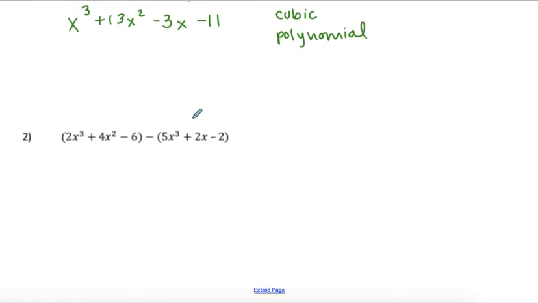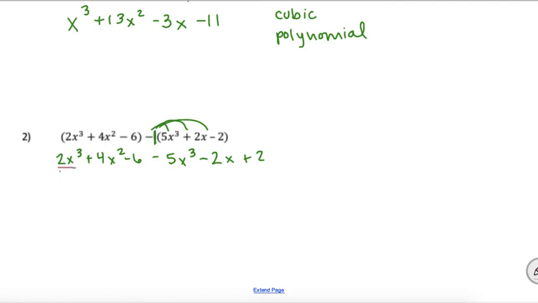On number 2, okay, we have negative, so we're subtracting. I'm going to distribute that -1 to all the signs here. So I don't change the first one. I rewrite it exactly as it's written. And then I have minus 5x cubed minus 2x and plus 2.